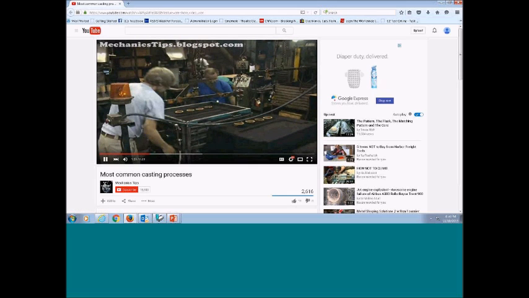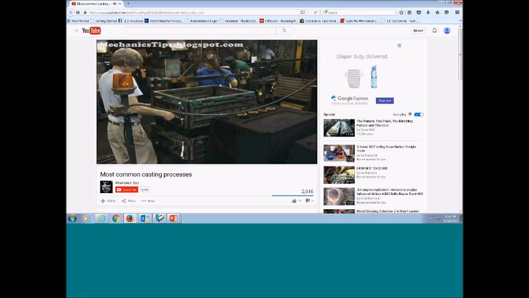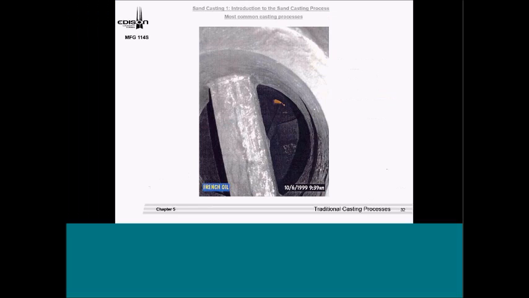You saw in there where the metal was coming out through the riser. That's what we hope to see when we pour out here in the lab. All right, so it's very informative as far as another YouTube video.